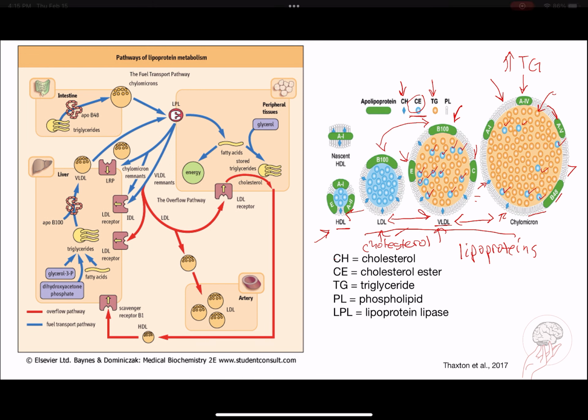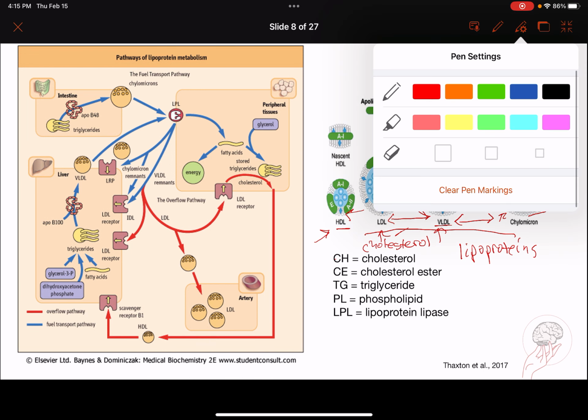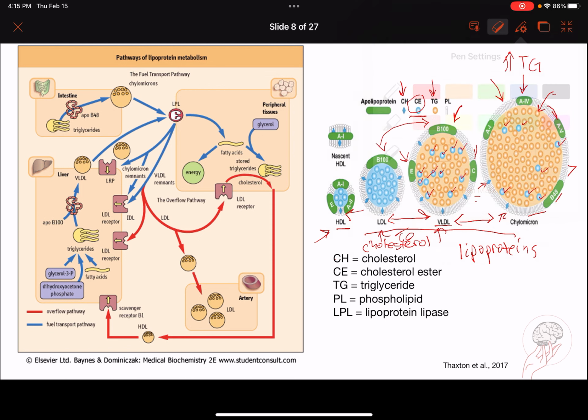Let me erase some of these marks before we go on to the next diagram.